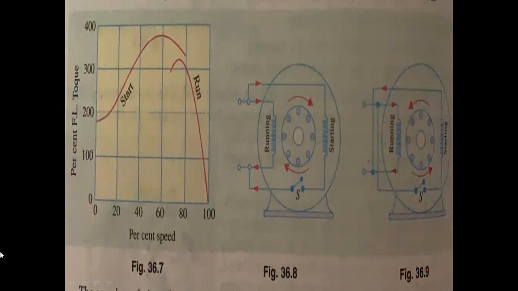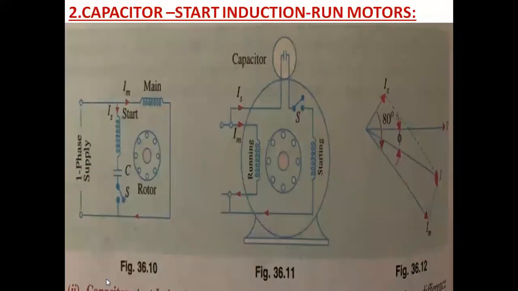The next one is the capacitor start induction run motor. Now we will put one capacitor in the circuit that I showed you before. That's all. The rest is the same: rotor, starting winding, main winding. Through the main winding IM flows, and through the starting winding IS flows. This is C and this is S.